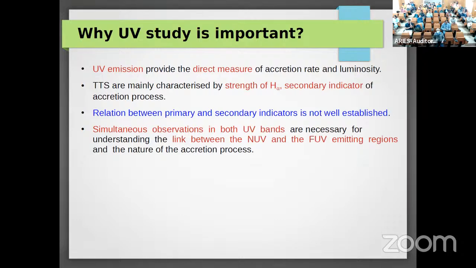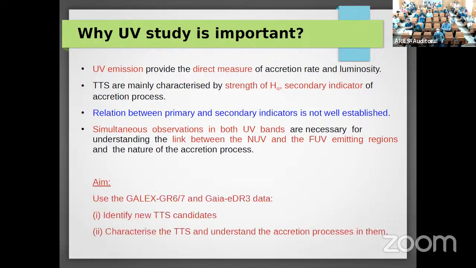People usually use H alpha emission because it's difficult to get UV observation, since you need space observation for that. However, we have lots of UV observation available in GALEX, and we can use that to identify new candidates and at the same time study their properties. Another fact you should note is that the relation between the primary and the secondary indicators is not well established. As you have seen in the last slide, the FUV and NUV emission come from different parts of the accretion column, so we need simultaneous observation for both.